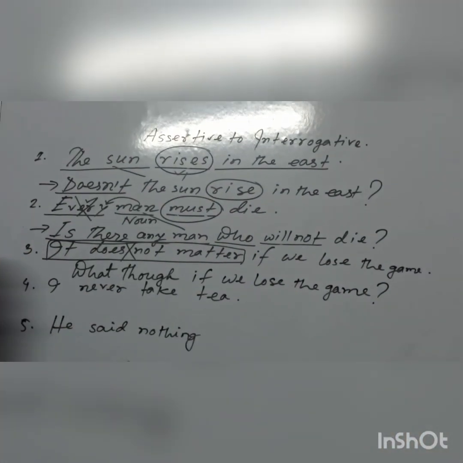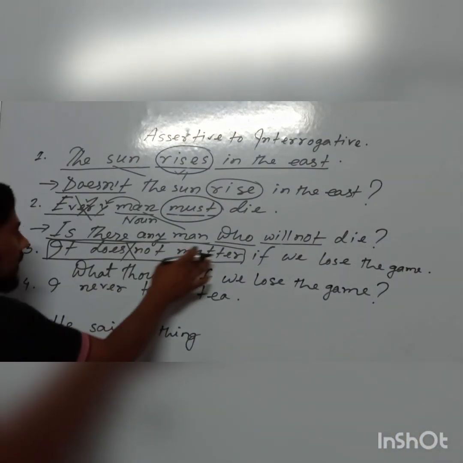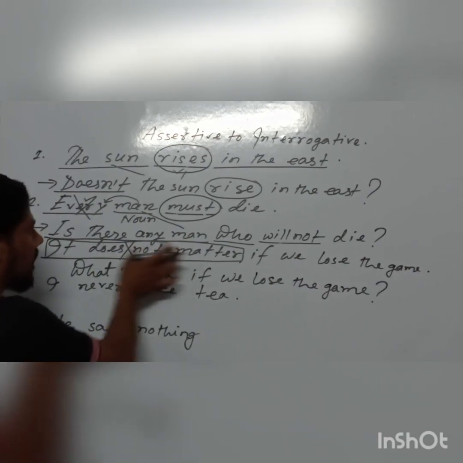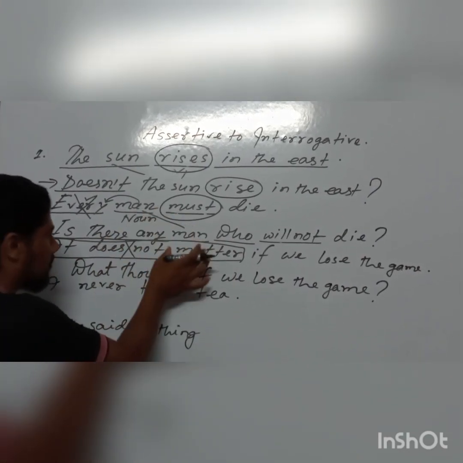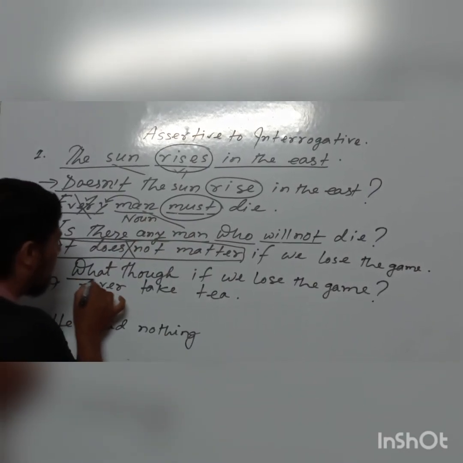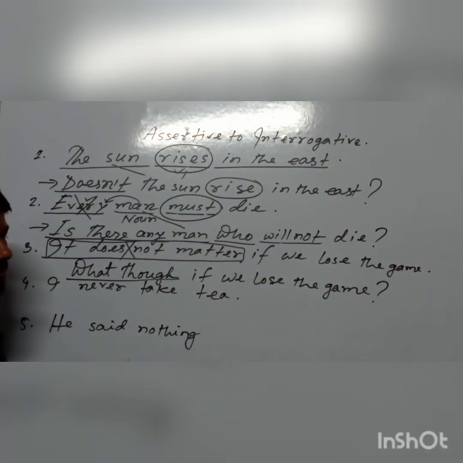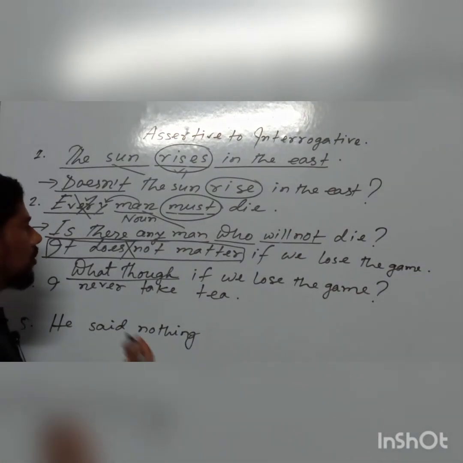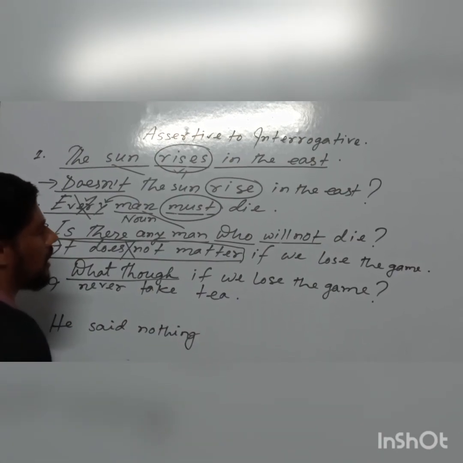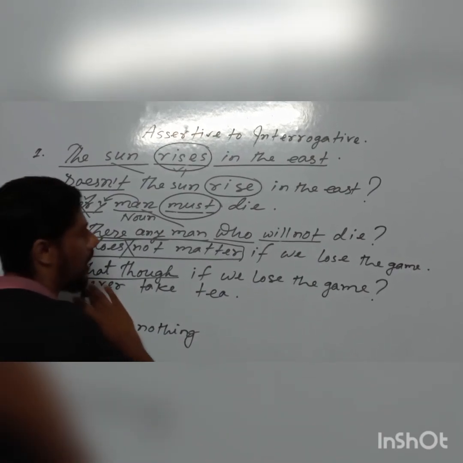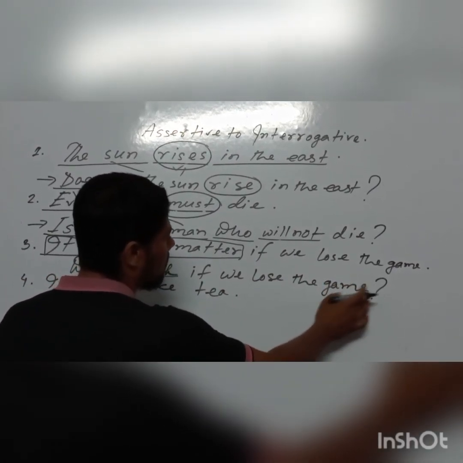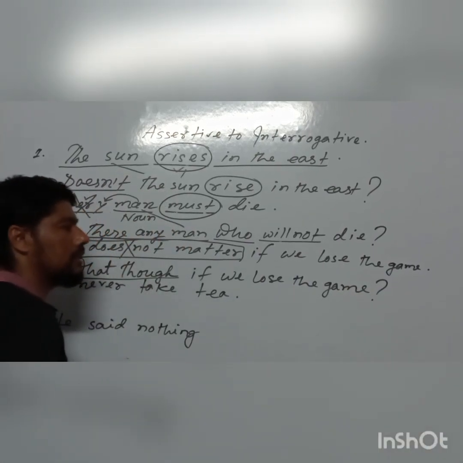The rule is very simple. That is, it does not matter. Actually we have to omit it does not matter, and instead of it we have to just write what though, and there are no other changes in the sentence. Just write down the other words of the sentence and note of interrogation at the end of the sentence.